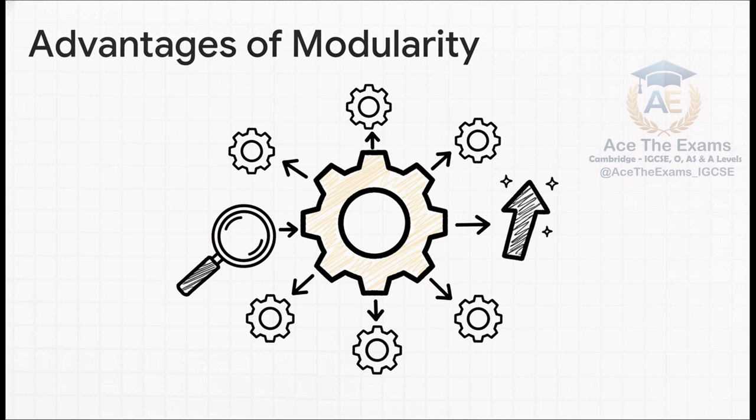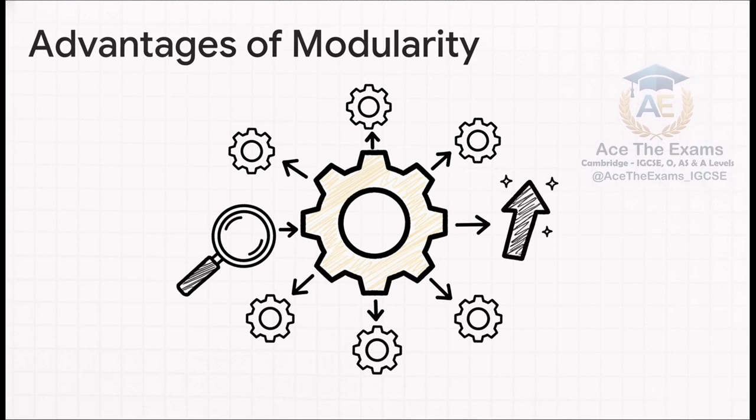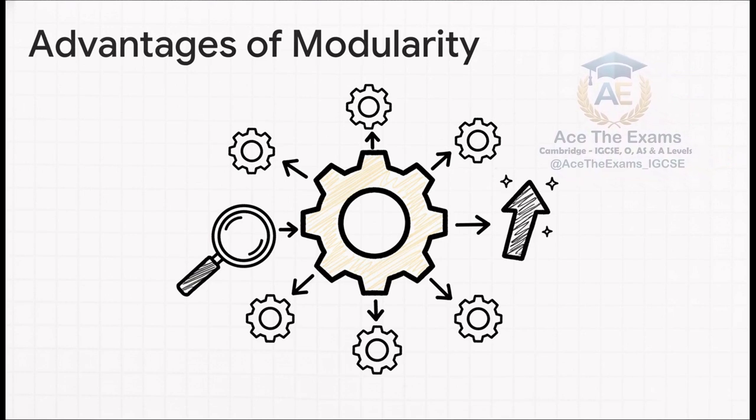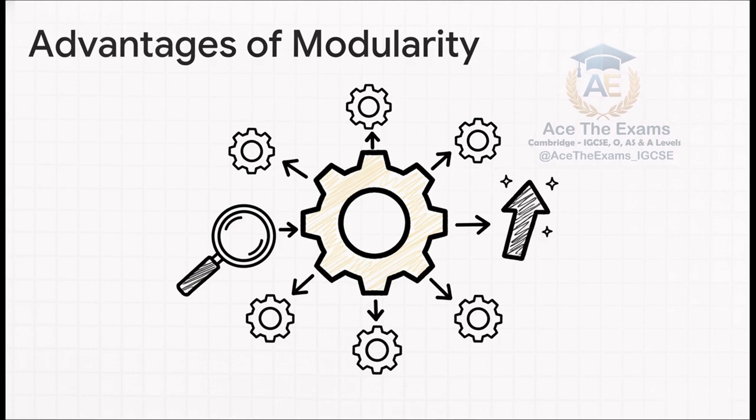Errors are completely isolated. If you have a bug, you just fix the subroutine instead of hunting through thousands of lines of spaghetti code. And finally, there's only one section to update. If you improve the subroutine, that upgrade applies everywhere automatically.